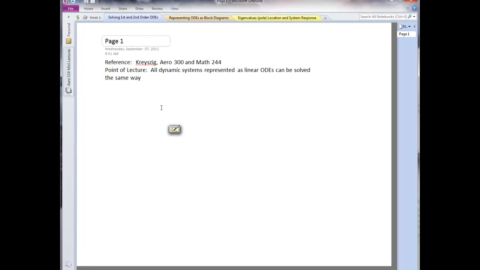All right, today in this lecture, we're going to go ahead and review a pretty simple concept that you picked up in either Aero 300 and/or Math 244, which is on solving first and second order ordinary differential equations. And you can look at this in Kreyszig or in a number of other math books, but this is pretty fundamental ODE stuff. What we really want to get to is the idea that for all dynamic systems that we can represent as linear ordinary differential equations, we can set them up and solve them in the same way.